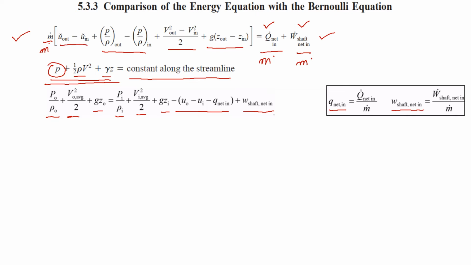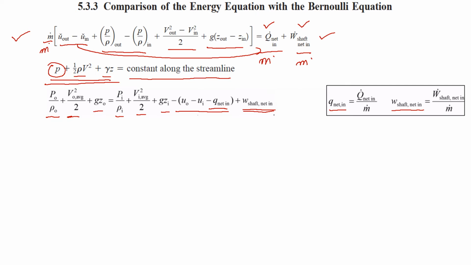I have transferred these terms to the right hand side of this equation, and this is the specific rate of heat transfer in plus the work that is done on the shaft. So this is how my energy equation will now look.